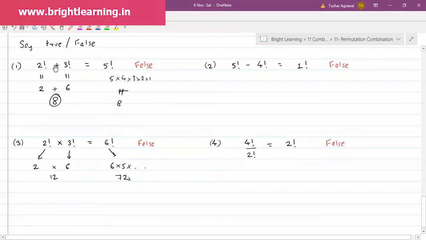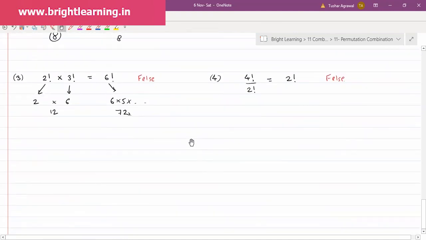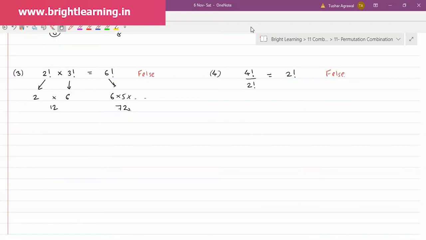Factorial does not come out in addition, nor does it come out in subtraction. No such thing. The only thing you can use is this. So 4 factorial by 2 factorial will be 6, sir. Yes, correct. Okay. So next, now evaluate some questions on evaluation.